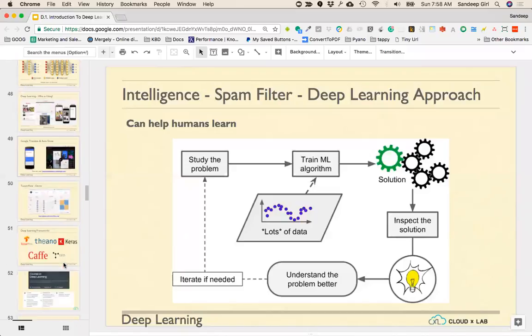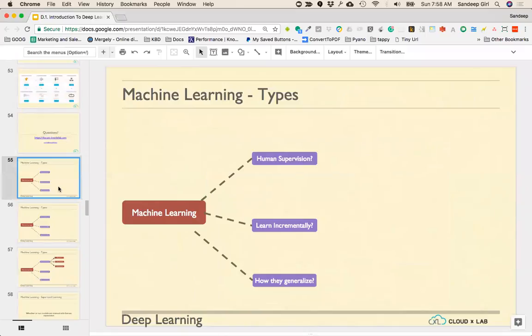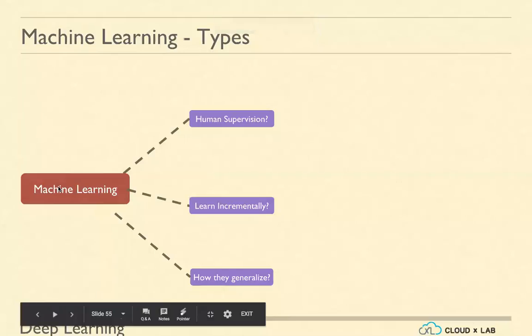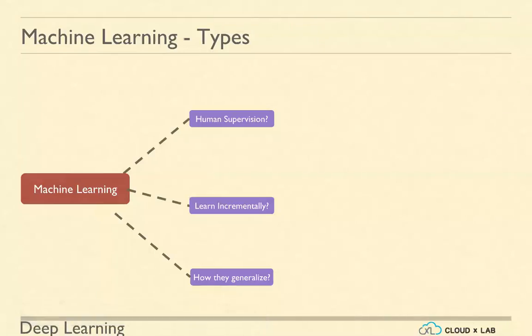All right. So I'll just give you a very quick overview of machine learning classification, and then we'll start with that work. Machine learning generally is divided into three large buckets. One is based on whether we need to provide human supervision or not. Second is whether we want to learn incrementally, as in we want to learn a few more things based on what we have learned in the past. Third is how well our algorithms generalize. So various machine learning techniques are classified based on these three criteria.